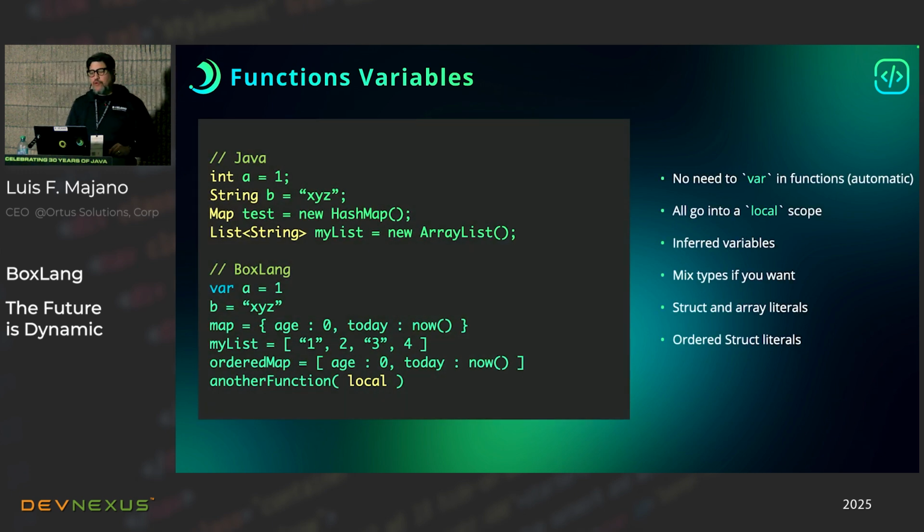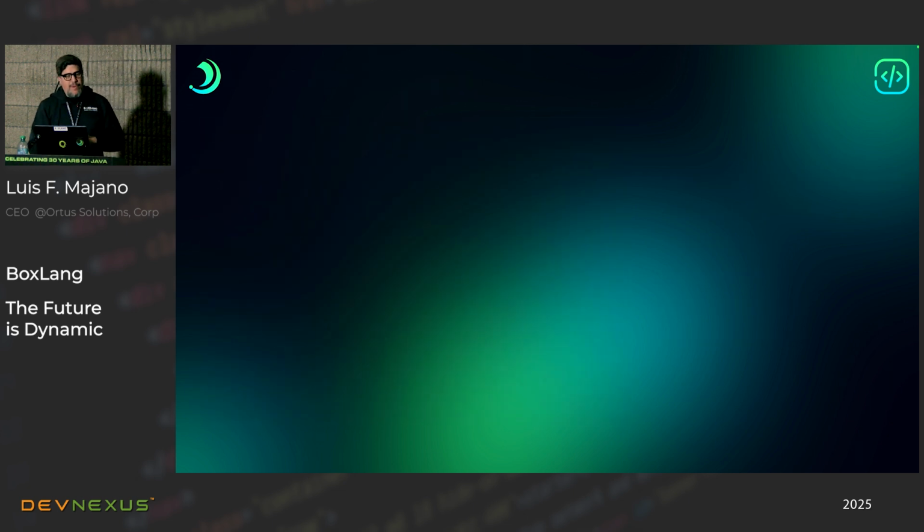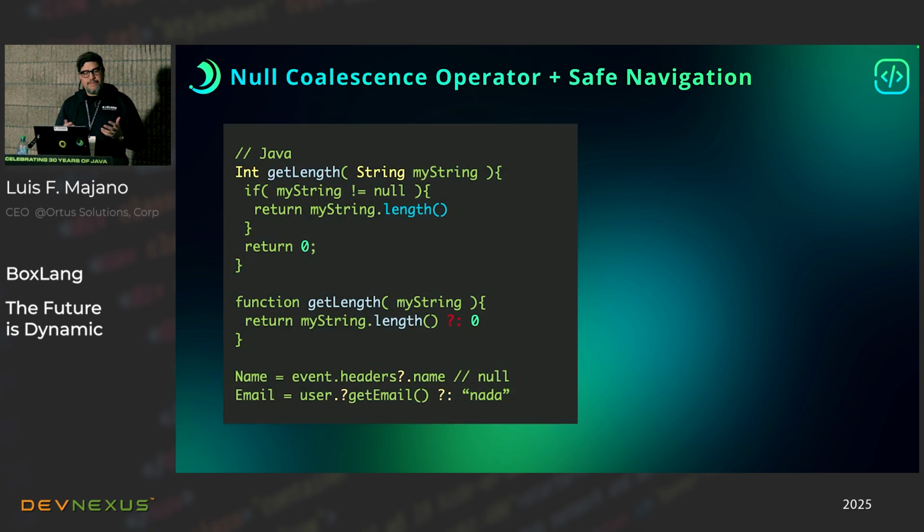Now, for function variables, you don't need to var functions. Just like in Java, you have var or you have to define the type. You don't have to. You can if you wanted to, but you don't have to. They're all inferred. Okay? You can mix types if you want, or you can make them strict. You can do struct and array literals. You also have an ordered struct literal, as you can see there, for ordered map. Okay? And of course, if you declare them to be final, then of course you can't reassign them. But it gives you the flexibility out of the box.